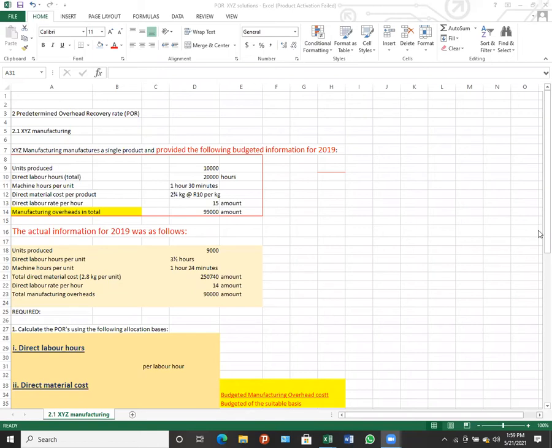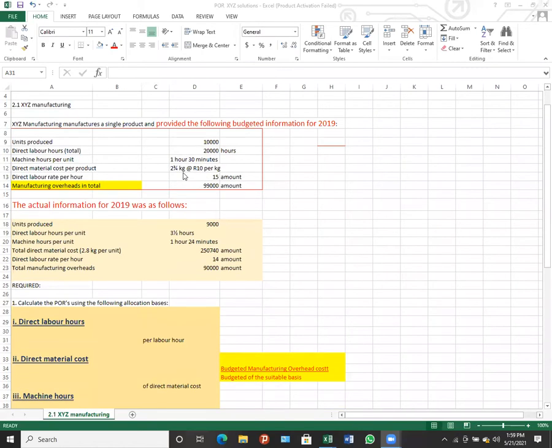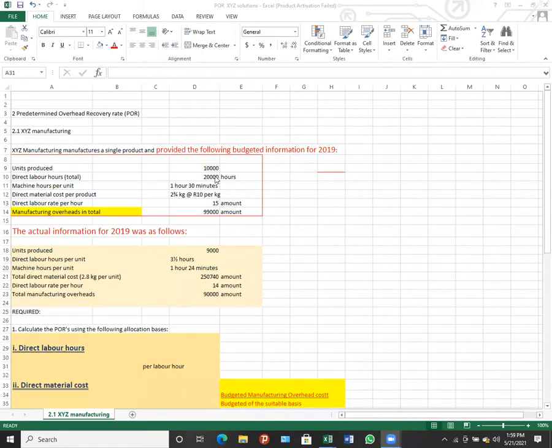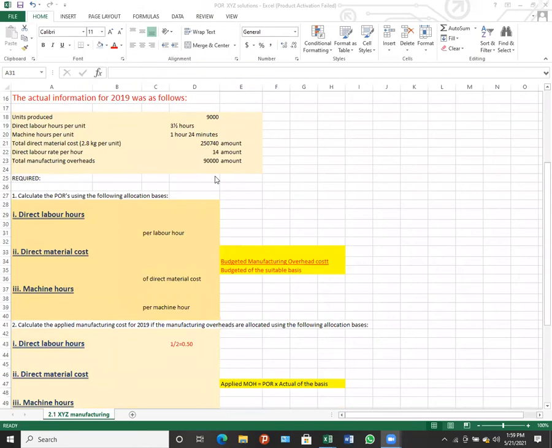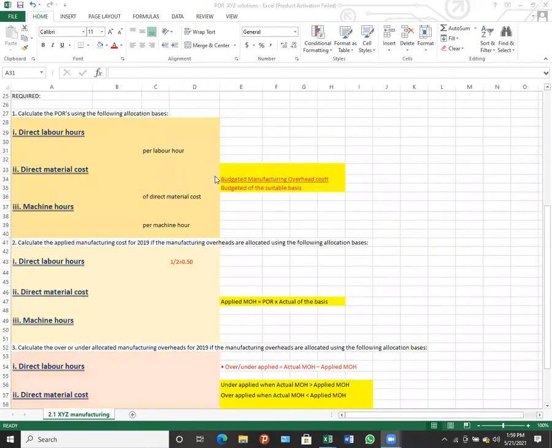Here, guys, we have been given the information to calculate our POR, and then our applied, and then the over and under applied.